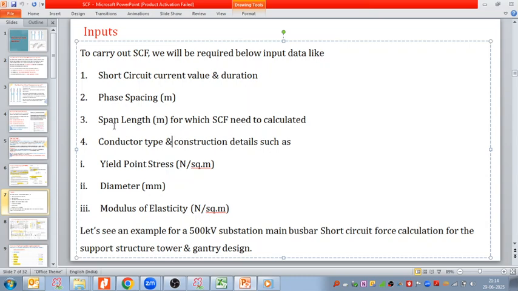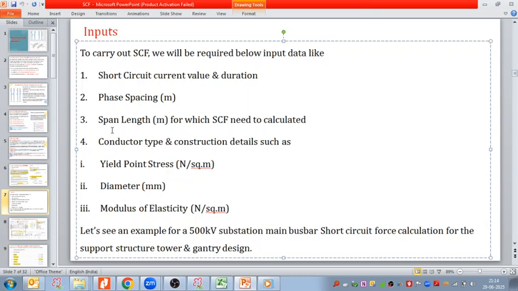For 220 kV, after each 3 bays, and 1 bay is 16 meter. So 16 into 3 means 48, after that again 48. So you take your layout, take which portion you are doing the calculation for and what the span length is. Span length is changing, so you have to perform different calculations for different span lengths.